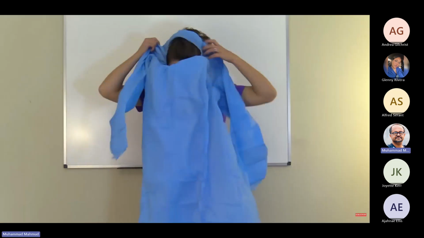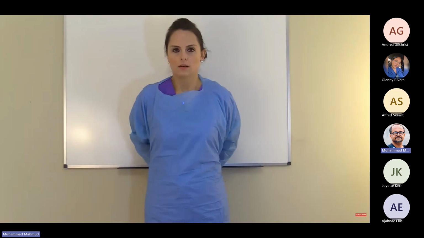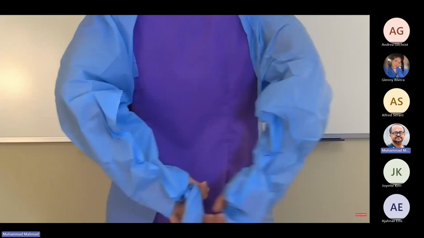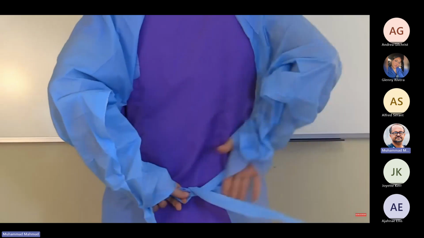Okay, first we're going to put on the gown, and we're going to put it over our head, and we're going to slide our arms through the sleeves. And this particular gown has hooks where you stick your thumb, so be sure to use those because that will keep your gown secure while you're providing patient care. Then we're going to make sure we tie all the ties in the back.